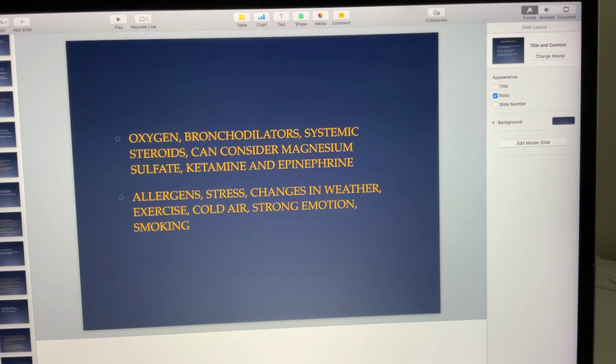In terms of asthma triggers that you really need to be aware of, the thing with asthma is if you really pay attention to those things that trigger your asthma, you are going to be in good shape. Those triggers are allergens, as I mentioned before, stress, changing weather, exercise, cold air, strong emotion, as well as staying away from smoking or people who smoke.